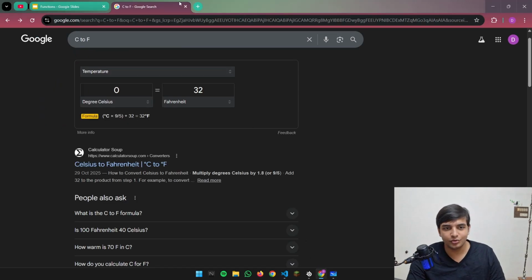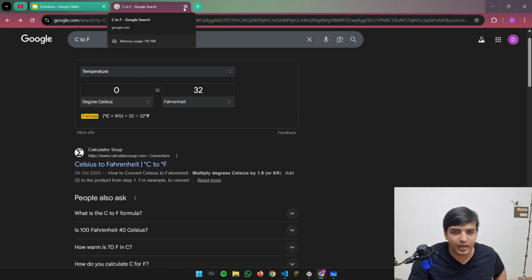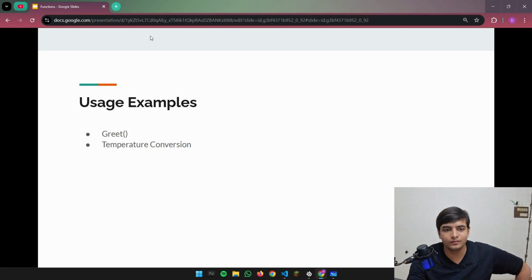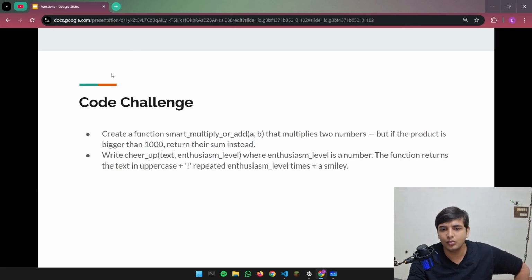So the next thing I'll be showing is the code challenge. Okay, that is the code challenge. And for this video, we are having multiple code challenges. Two. That's a lot, I guess. I mean, for practice. We have to make a function, smart multiply or add. It takes two parameters A and B that multiplies two numbers. But if the product is bigger than 1000, then it would return the sum instead. It would use if else statements as well, and yeah, I guess it's a good practice question.